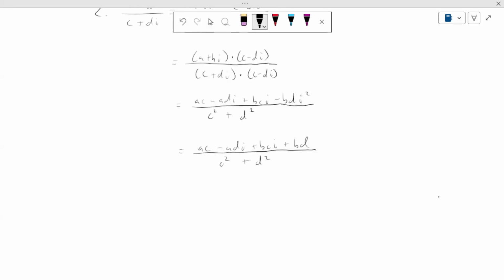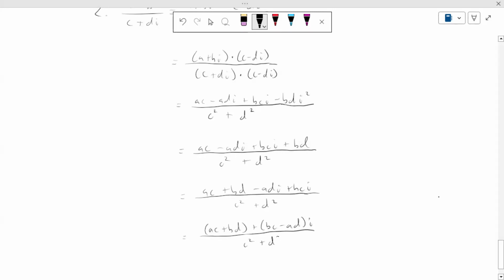All right. And then now I can use commutativity here, right? So then we have (AC + BD - ADi + BCi) all divided by C squared plus D squared. Okay. And then now in the numerator, my complex number will just be AC plus BD as the real part. Factor an i out of this, so I'm going to get plus (BC - AD) times i. I can write it that way, right? All divided by C squared plus D squared.